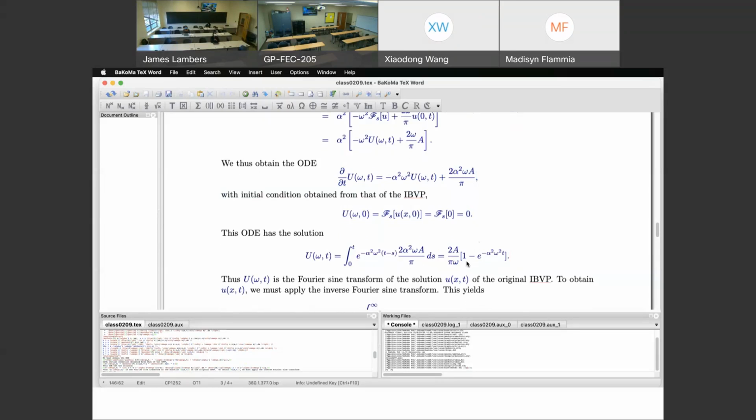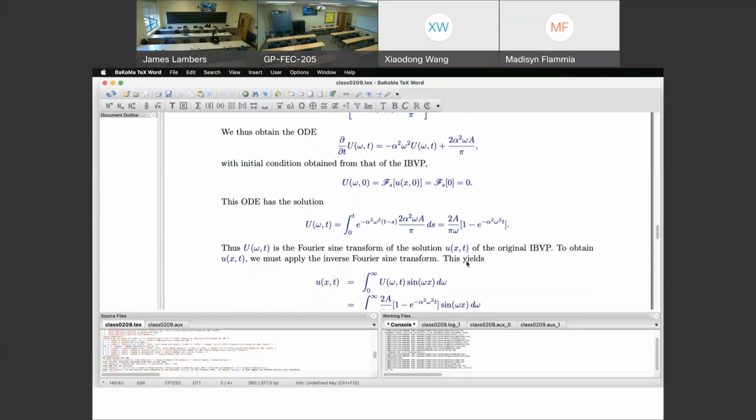But that is not our solution to our IBVP. It is the Fourier sine transform of our IBVP solution. We have to go back now. We have to carry out the inverse transform. So to do that, the little u of x, t is the inverse sine transform of capital U of omega, t. So I go ahead and fill that in.